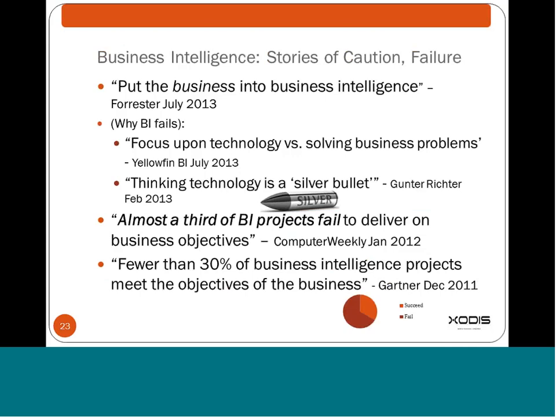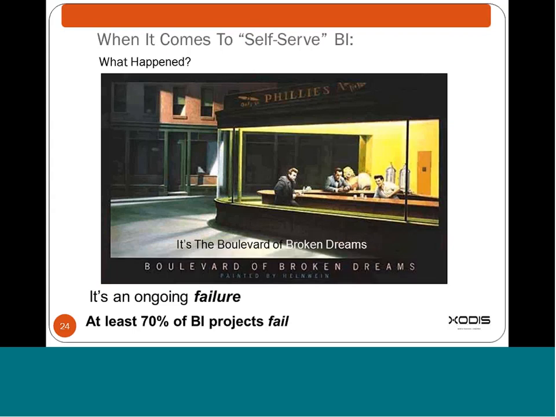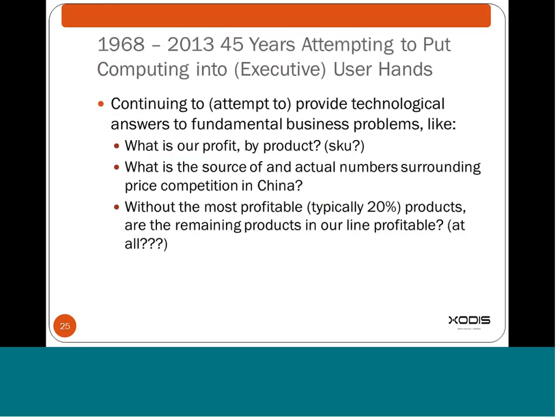So there's a pie chart. I'm not sure you can see those colors. 2/3 fail. So when it comes to self-service business intelligence, it's an ongoing failure. 70% roughly, by my calculations, averaging these results. It's a boulevard of broken dreams, which is the name of this picture. It's a picture that was copied after a Hopper picture by a guy named Helen Wayne, where we got James Dean and Humphrey Bogart and Marilyn Monroe and Elvis Presley in a diner. There's also a song by Green Day, which I had in this presentation at one point.